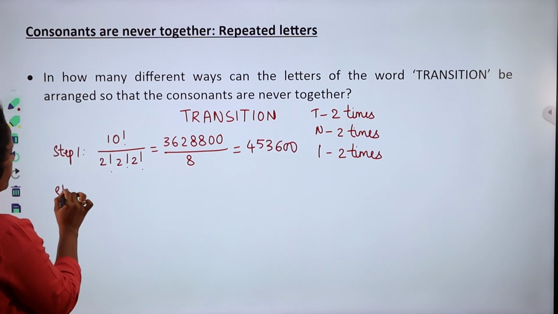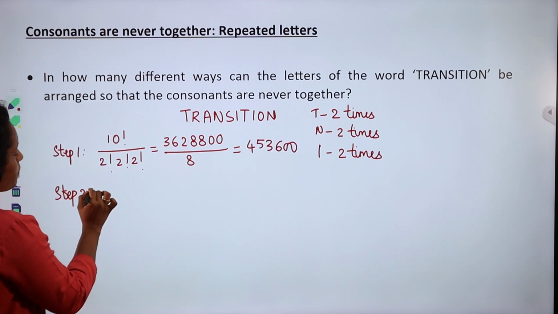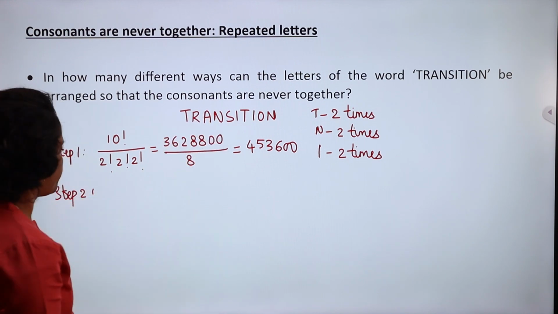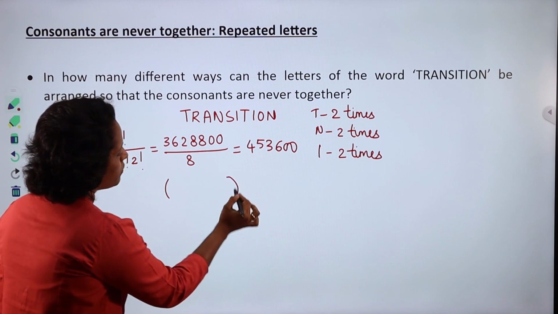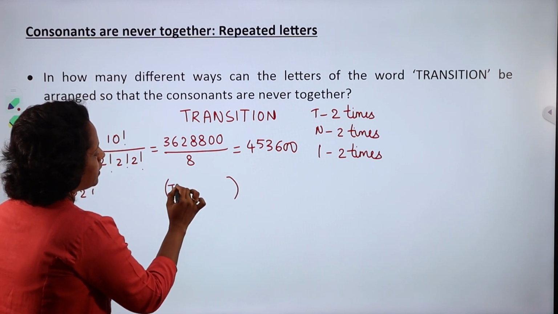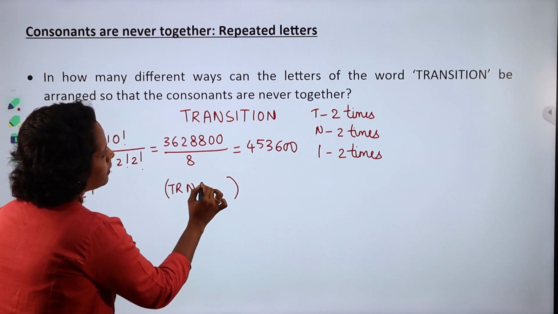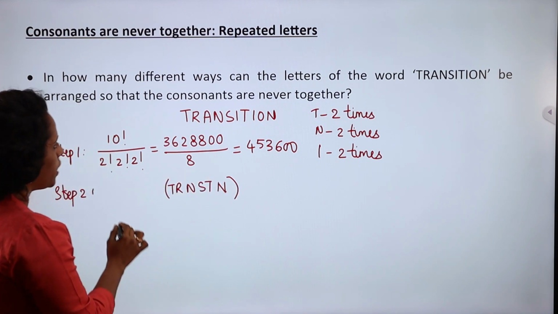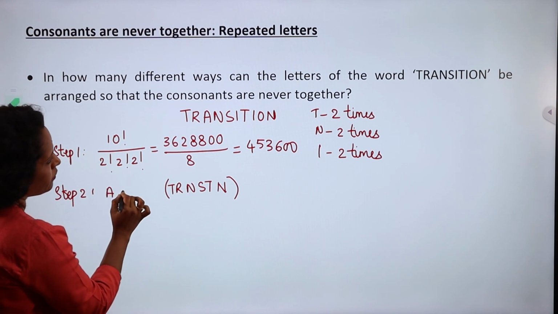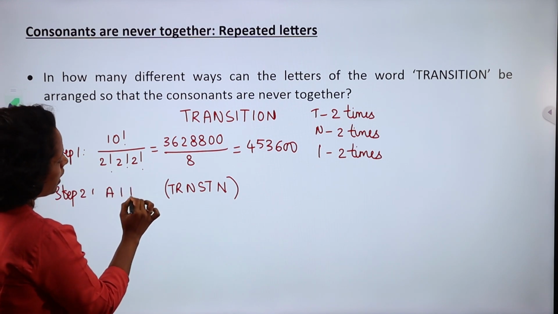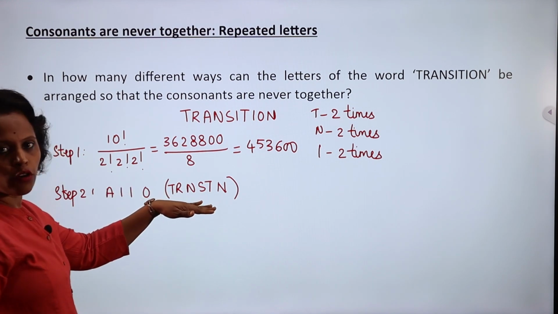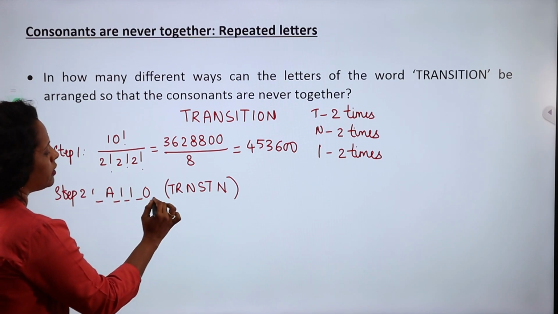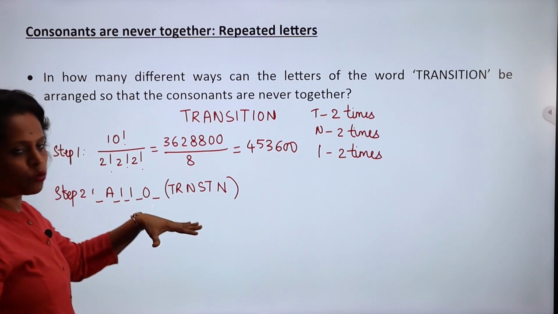Step 2. Step 2 is total number of words in which the consonants are together. Place the consonants within the brackets: T, R, N, S, T, N. What are the remaining letters? A, I, O. Now this set of consonants can come here or here or here or here or here. How many places? 1, 2, 3, 4, 5.